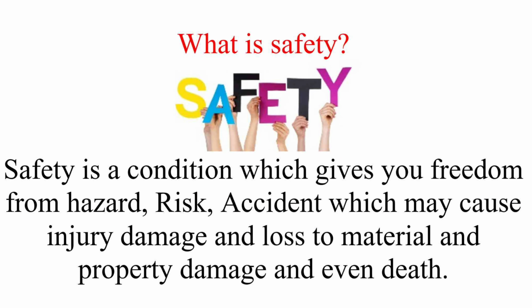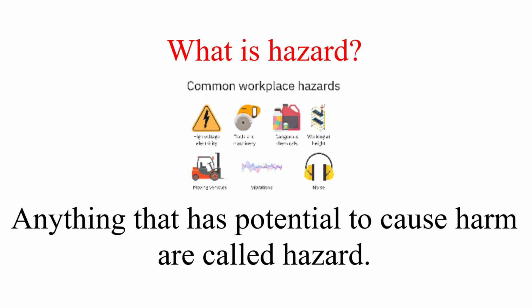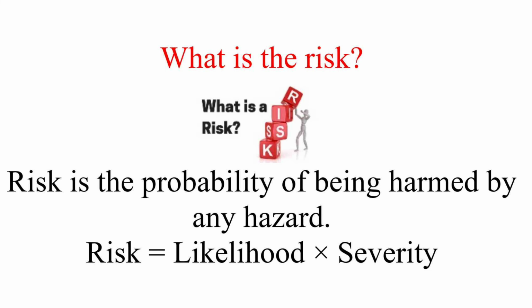What is safety? Safety is a condition which gives you freedom from hazard, risk, and accident which may cause injury, damage, and loss to material and property damage, and even death. What is hazard? Anything that has potential to cause harm is called a hazard. What is risk? Risk is the probability of being harmed by any hazard.